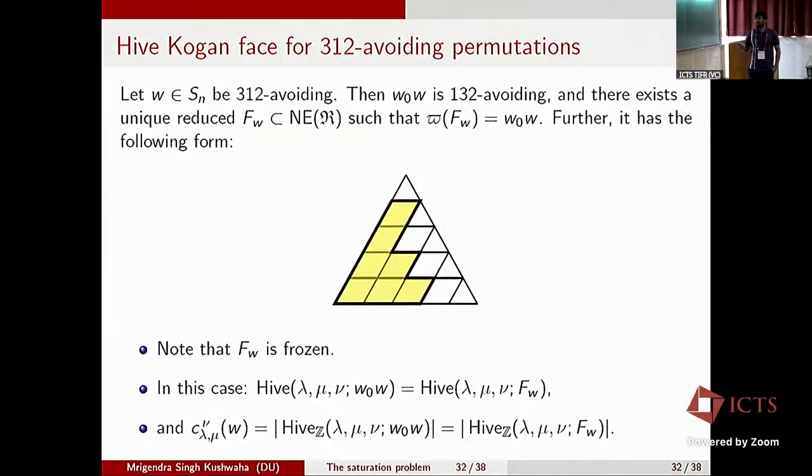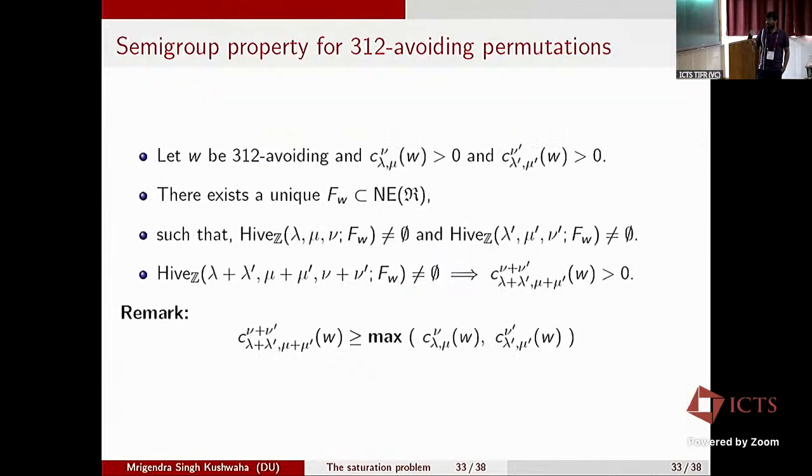So in this case, this hive of lambda, mu, nu, W naught W is not a union of faces, it is just a single face, because there is only one face such that omega of FW is equal to W naught W. There is only one. So the refined LR coefficient corresponding to W is just the integral point in this face.